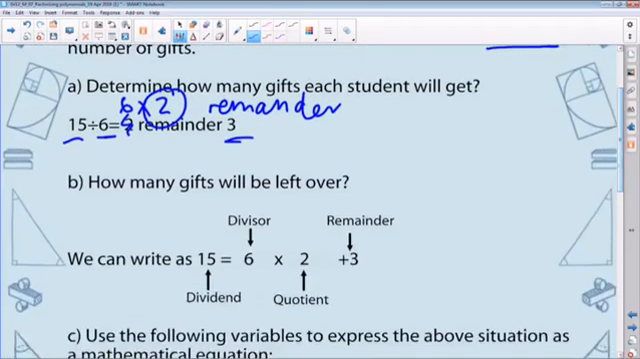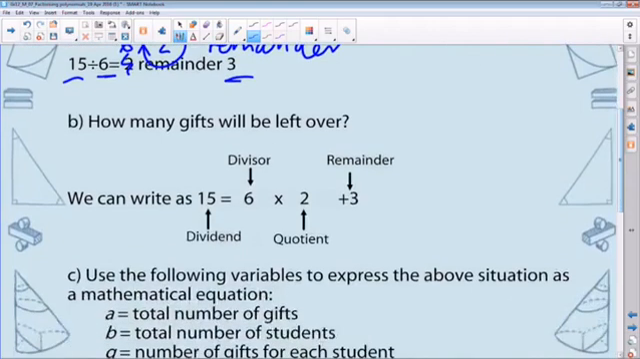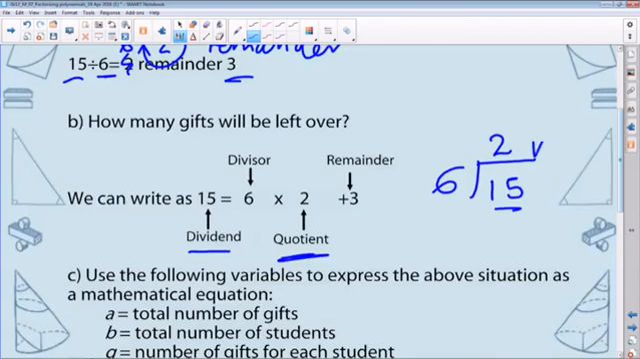If we break this up, we say 15 is what we call the dividend. So if I do a division symbol on the side here, 15 is our dividend, which goes inside. 6 is your divisor, that's what you're dividing by. Your answer is 2, which we call the quotient. Your quotient is your answer to division, and your remainder here is 3.